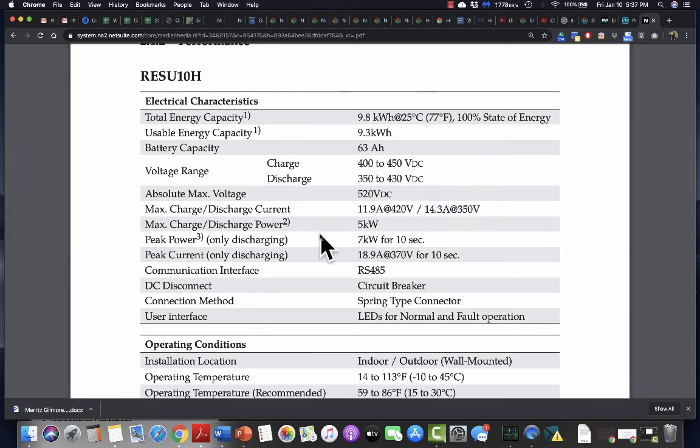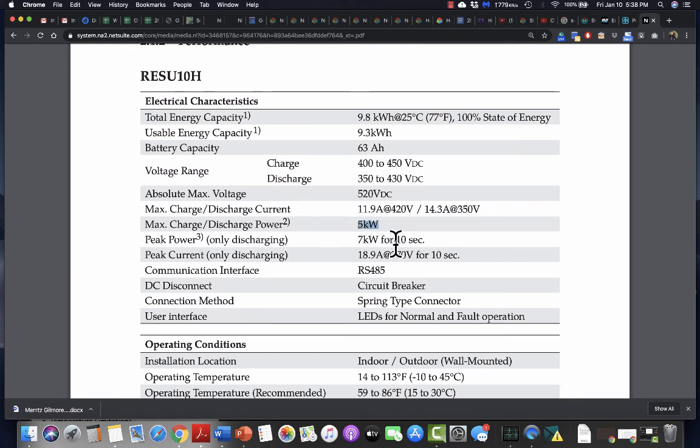And while I was pausing it right there, I pulled out my calculator and I multiplied 14.3 times 350. Then I multiplied 11.9 amps times 420. And both times I got very close to 5 kilowatts. And that's what that's all about. That would be a 5 kilowatt battery right there, because that's how much it could put out. And that's what it says right there, 5 kilowatts.